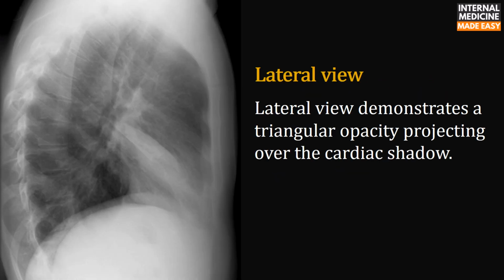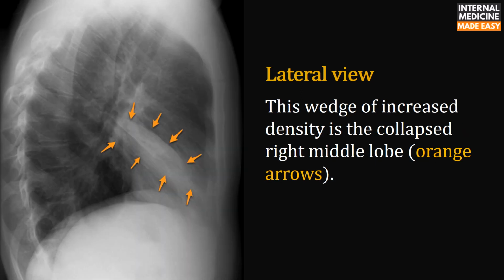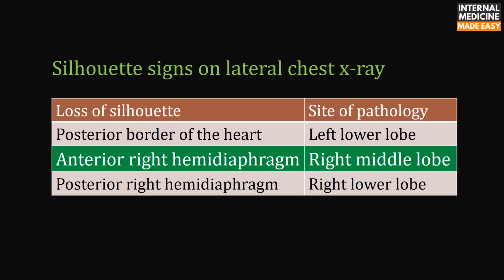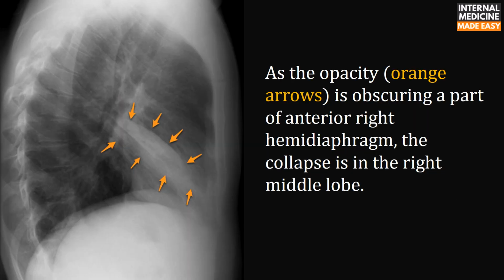Lateral view demonstrates a triangular opacity projecting over the cardiac shadow. This wedge of increased density is the collapsed right middle lobe, which is shown in orange arrows. We know that loss of the anterior right hemidiaphragm silhouette indicates right middle lobe pathology, as the opacity is obscuring a part of the anterior right hemidiaphragm. The collapse is in the right middle lobe.